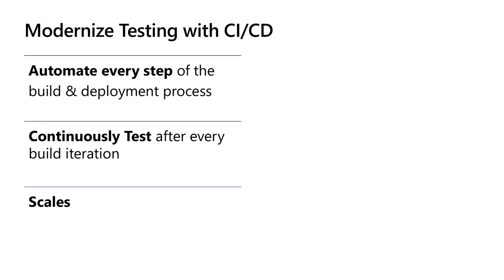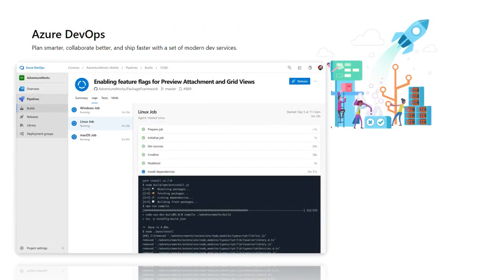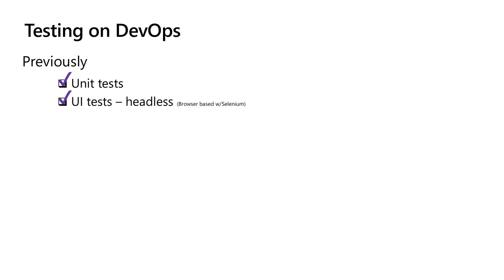And because of this, it scales, regardless of how many commits you have or how many different changes you want. Thanks to Azure DevOps, we're actually using that as the main platform to push CI and CD and bringing UI tests into that. And I'm going to show you how that's being done. So for those of you that have tried testing on DevOps, you know by now that previously we had unit tests. It was possible to get that running. It was possible to get UI tests running in headless mode.